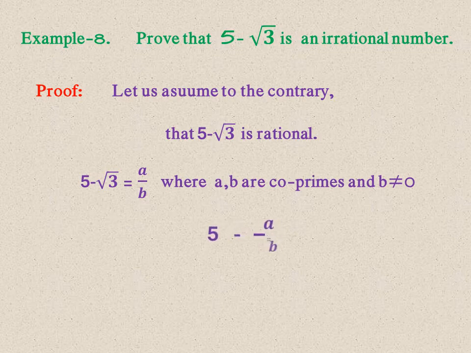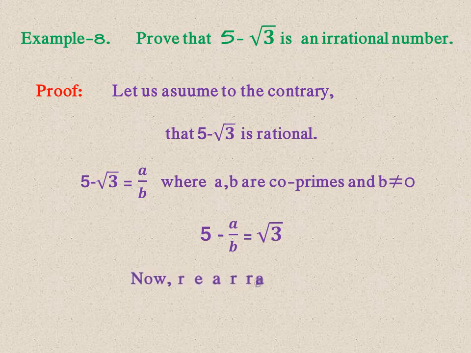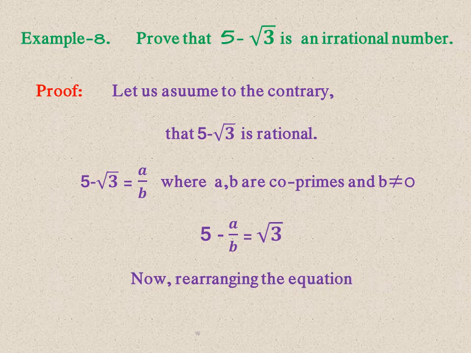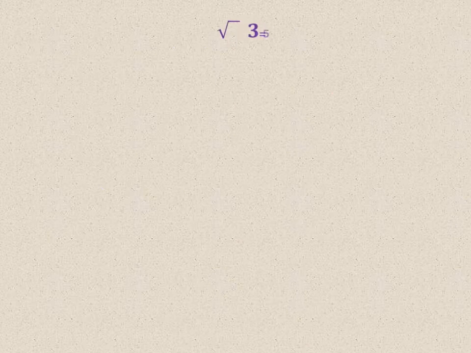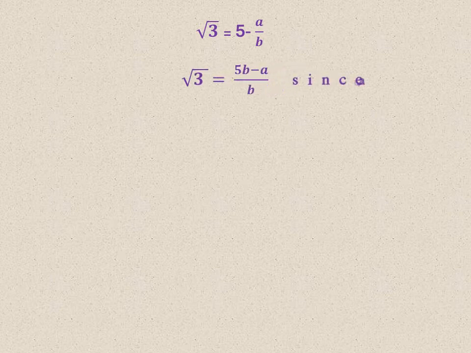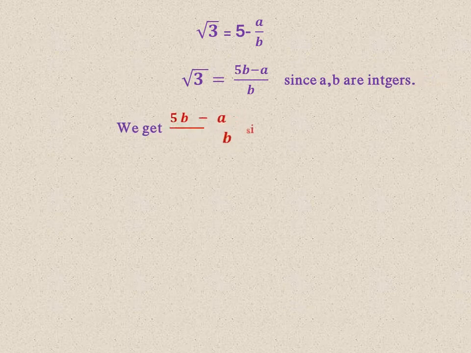Then here a by b is transposed to LHS and root 3 can be transposed to RHS. We write 5 minus a by b equal to root 3. Here the above equation can be rearranged, then we write root 3 equal to 5 minus a by b. Then in RHS, 5 minus a by b, simplify it, so we can write root 3 equal to 5b minus a by the denominator b, as it is.